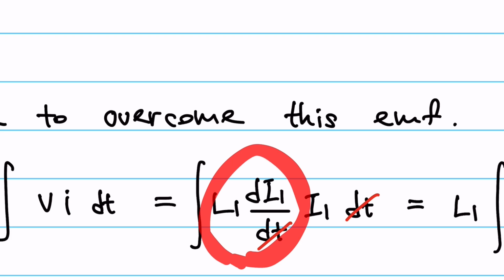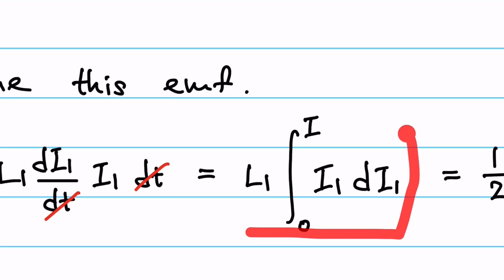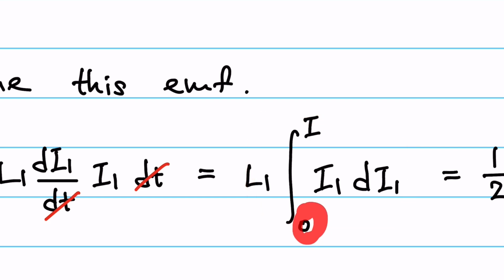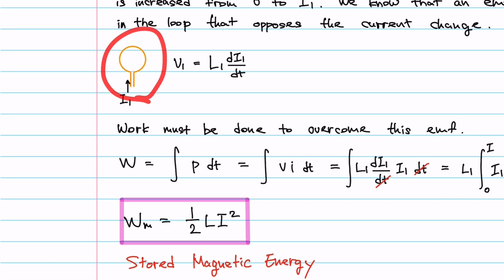So this is a voltage and this is a current. And if you do the math, you'll notice that the dTs will cancel out, and therefore this equation becomes like this. And so we're increasing the current from 0 to I1. If you do the math, you get 1 over 2 Li squared. This is a very simple equation that describes the amount of magnetic energy stored inside this tiny loop.